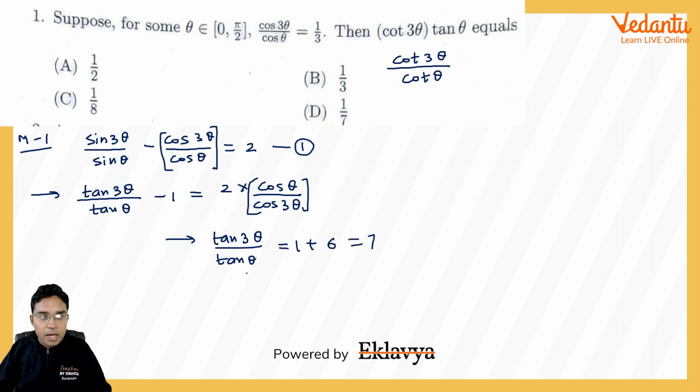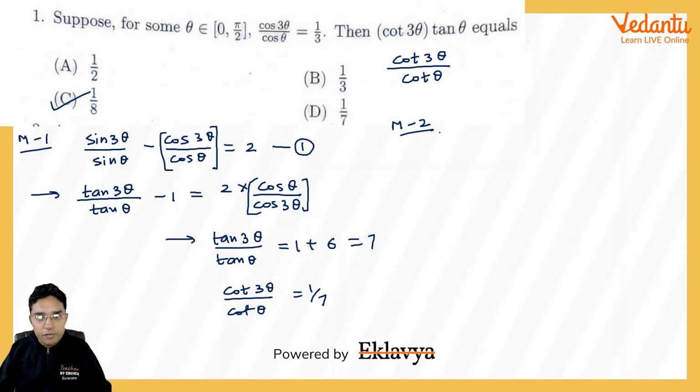And what we are asked is just the reciprocal of it. That means cot 3 theta upon cot theta. So this will become equal to 1 upon 7, that is C is the answer. You may not do this question by this method because it is not that obvious, but the other method is also not very difficult.